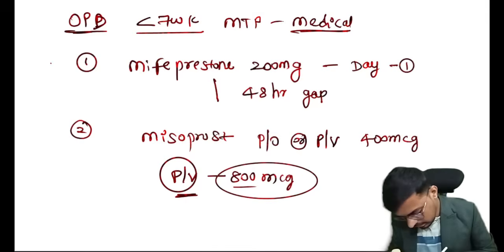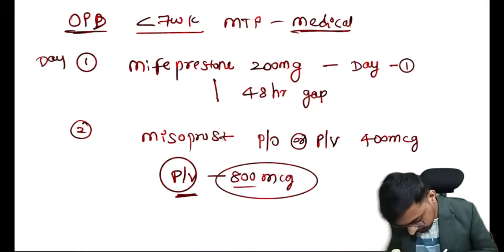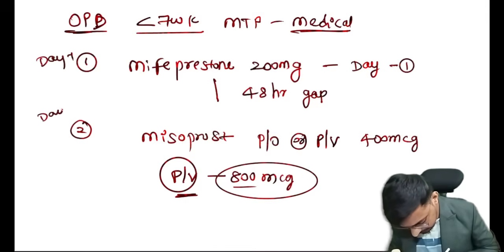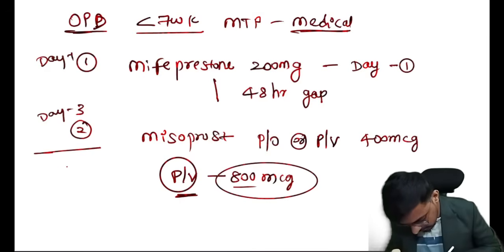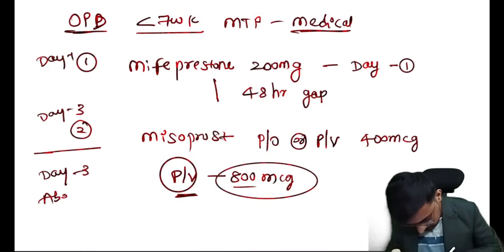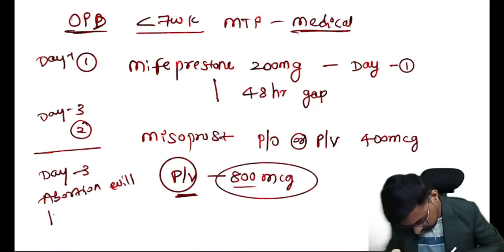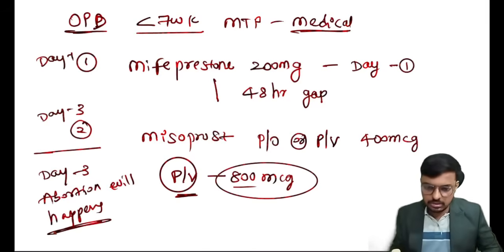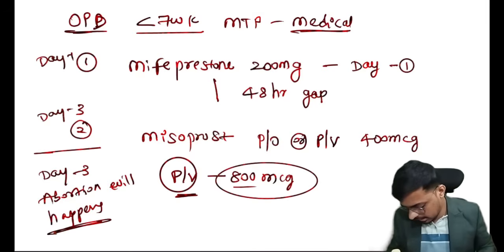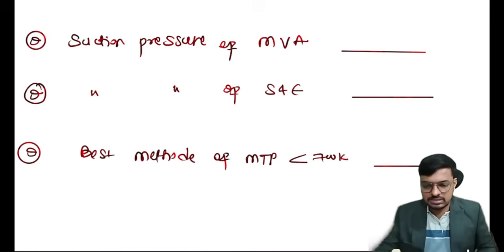So this is day 1 and this is day 3. On day 3 only the abortion will happen. This is very important, just keep it in your mind. This particular drug regimen is important for you all, and I have told all the important golden points. Don't forget to mention your assignment answers in the comment box.